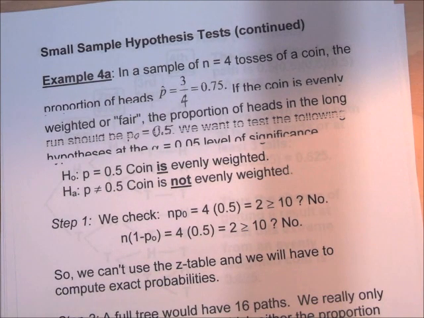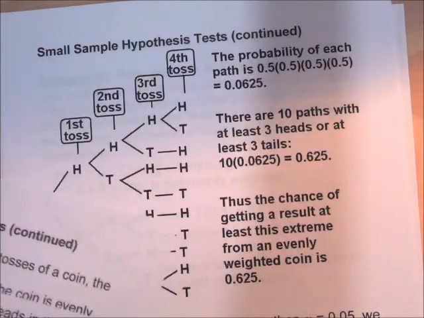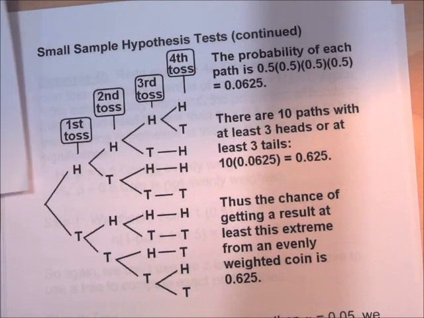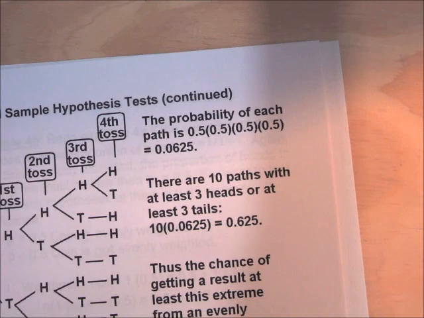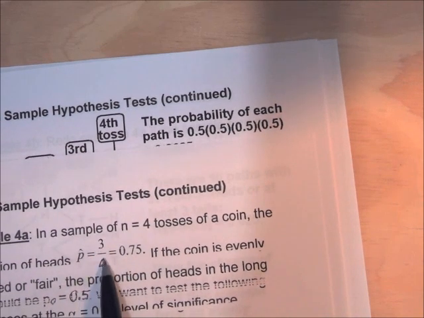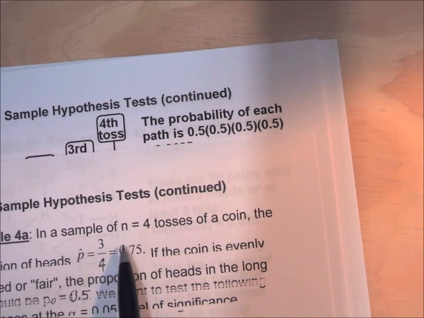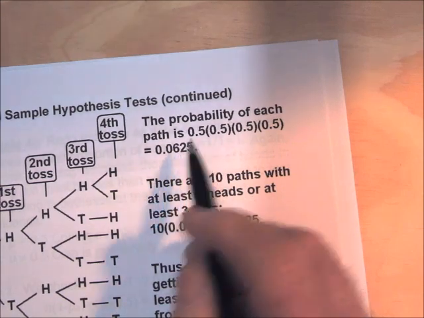So we want to include both extremes when we make our tree. This is not the full tree. The full tree would have 16 paths, but I only did the paths where you had at least 3 heads or at least 3 tails. So you wanted both extremes here. Our p hat was 3 out of 4 heads, so we want the probability of 3 or more heads or 3 or more tails because it's a two-sided test. So these are the paths.